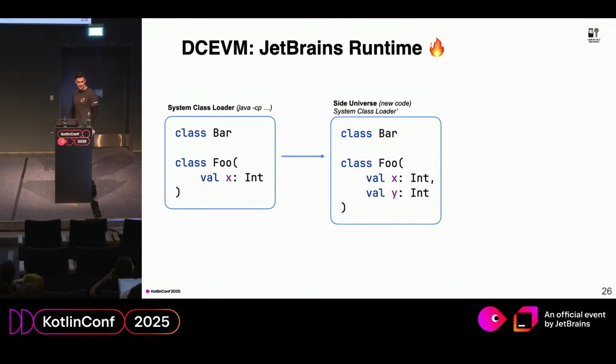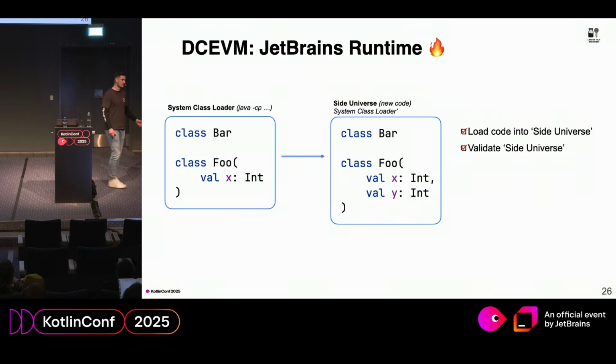Now, what the JetBrains Runtime will do is, it will load the entire code into what's called a side universe. It is a namespace, similar to how class loaders would be a namespace, but it's lower level. It's not accessible for you, but it's accessible for the JetBrains Runtime. So it loads everything into the side universe, complete isolation. It does some validation. It doesn't allow you to check in arbitrary things. It needs to be valid bytecode. It needs to stick to some rules. It validates the code.